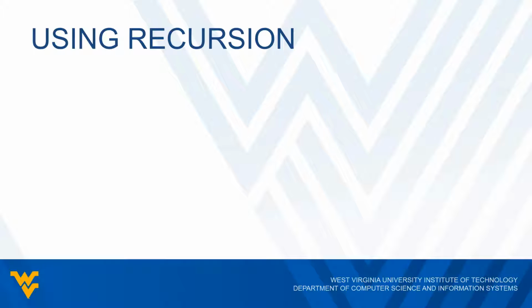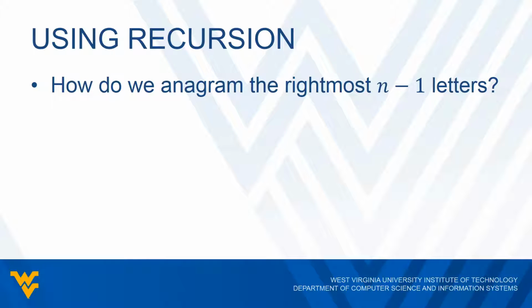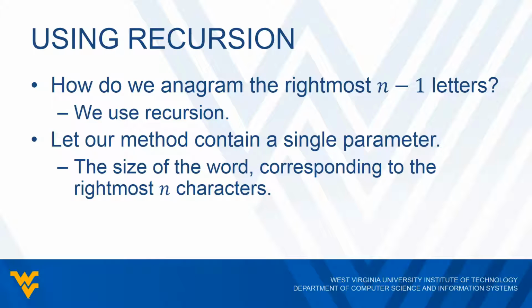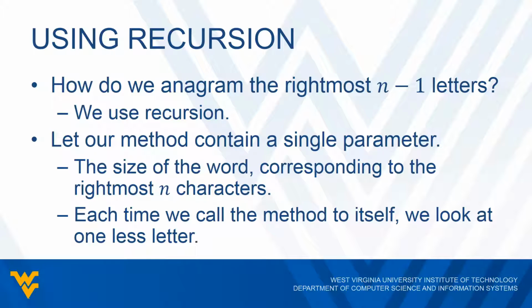So then the next question we need to ask is, how do we actually anagram the rightmost n-1 letters? Well, we'll call ourselves, which means we can use recursion. So we're going to let our method contain a single parameter, and this parameter is going to be the size of the word, and this is going to correspond to the rightmost n characters. This means each time we call the method on itself, we're going to look at one less character, and that way we will get closer to our base case.